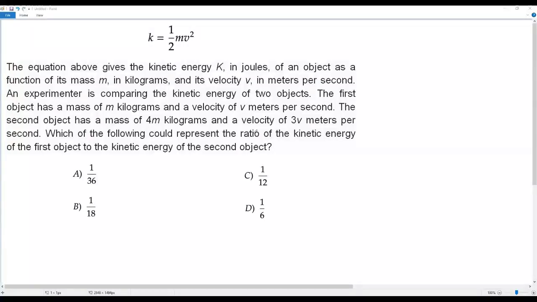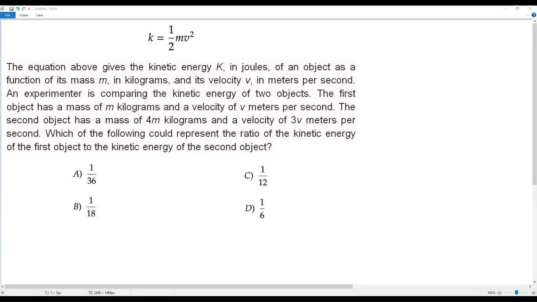Here we have a SAT math question. Okay, let's go with the information. Here we have an equation that is K equals 1/2 times mv squared. The equation above gives the kinetic energy K in joules of an object as a function of its mass m in kilograms and its velocity v in meters per second.